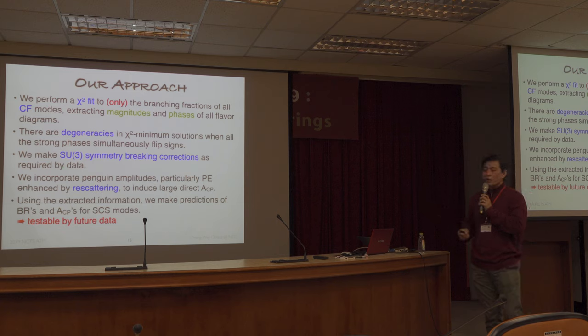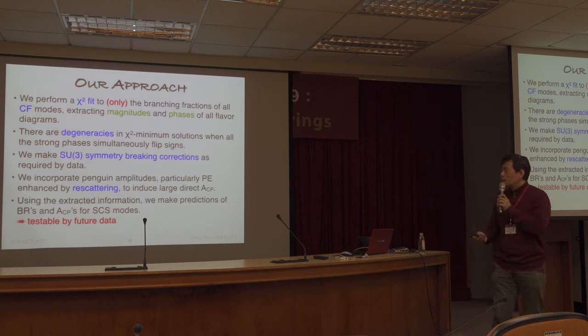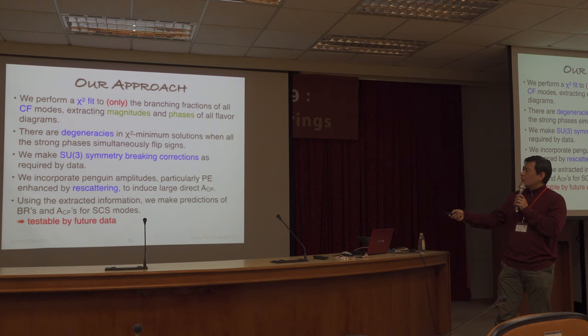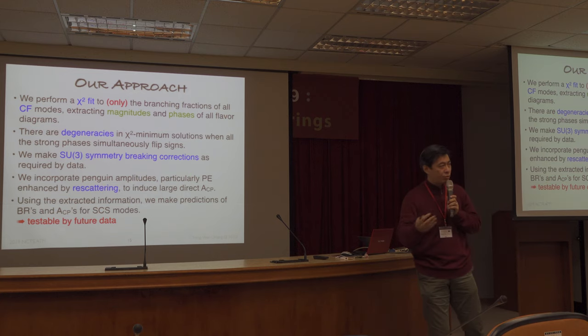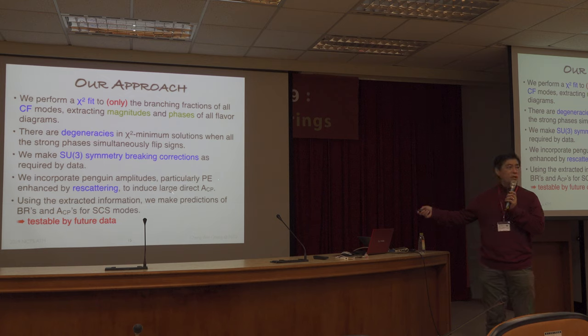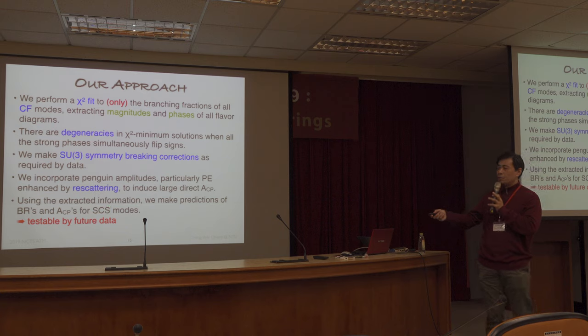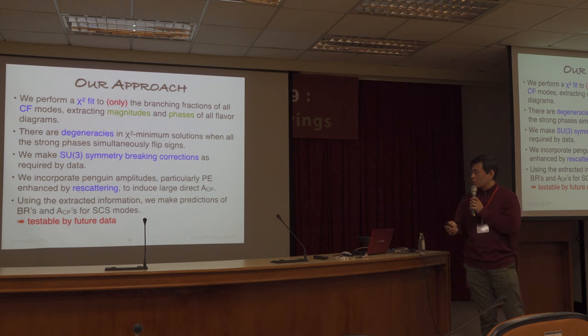Okay, and then we also include some SU(3) breaking factors because that's suggested and required by data. In particular, we found that this PE, the penguin exchange diagram, can be enhanced due to the final state rescattering. And so we include this contribution, and we found that we can use this to explain the large CP asymmetry difference in the PP system. And then, as I said in the beginning, we make predictions for all the decay modes, their branching ratios and CP asymmetry, so they can be tested in the future data.